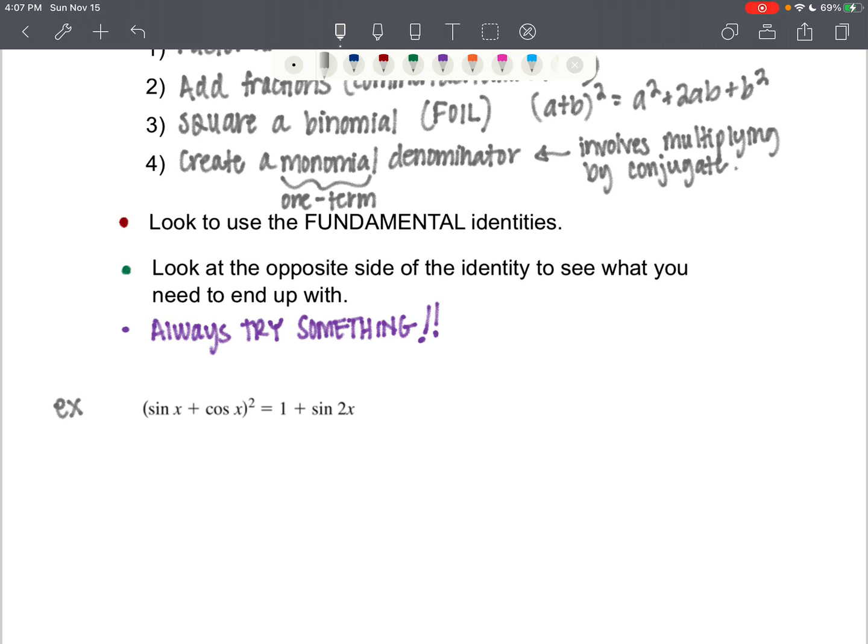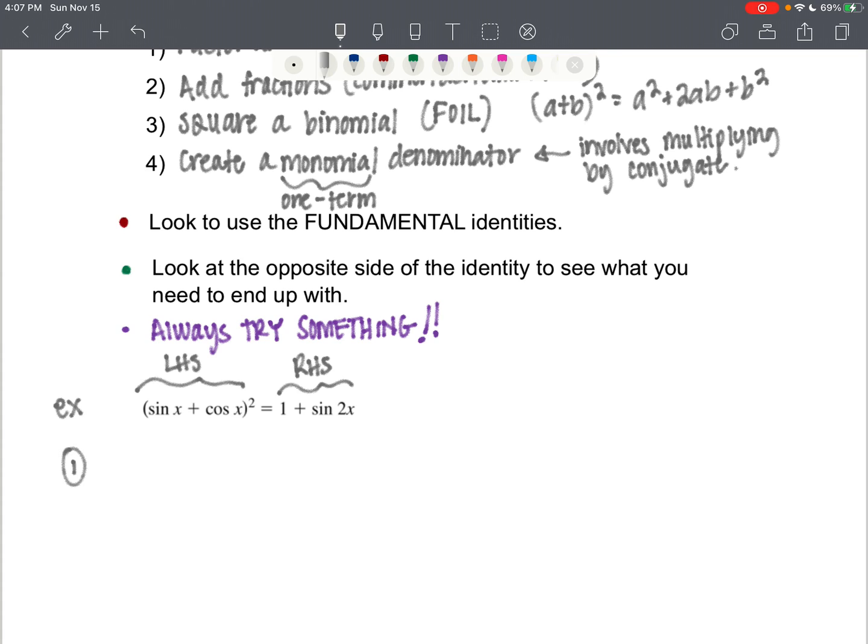Okay, here's our first example. We have a left-hand side of an equation and a right-hand side of the equation. We want to verify that the left-hand side is the same exact thing as the right-hand side. We cannot move things from one side of the equation to the other. We have to pick one side of the equation and transform it so that it looks like the other side of the equation. So we have the left-hand side, which I think is going to be a little bit easier for us to work with. So I'm going to start there.